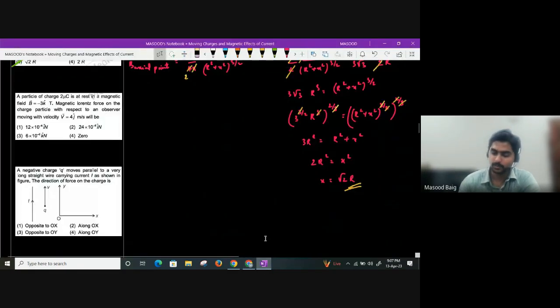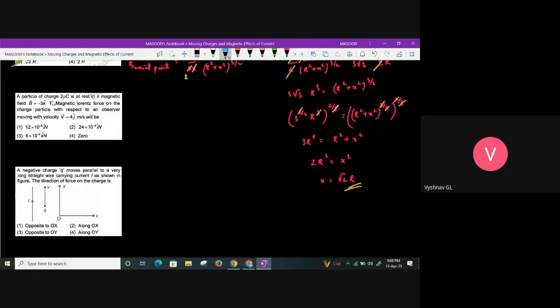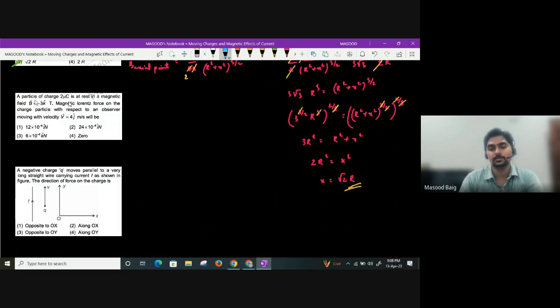I hope I'm audible to all of you. A particle of charge 2 microcoulomb is at rest, it seems, in a magnetic field that is inwards. What is the magnetic Lorentz force on the charged particle with respect to an observer moving with velocity 4 j cap, how much are they asking. With respect to the observer, where is the observer moving? The observer is moving upwards with speed 4 meter per second.